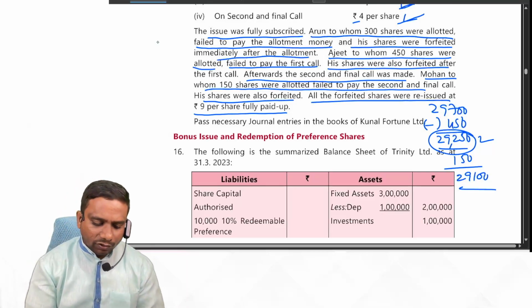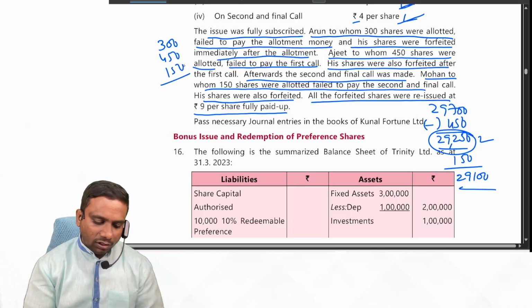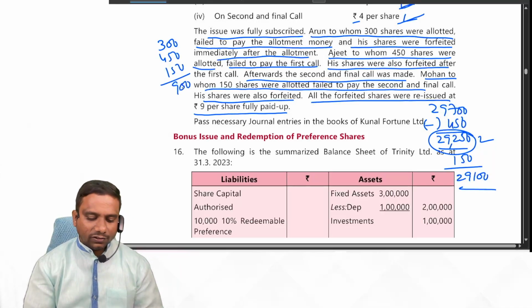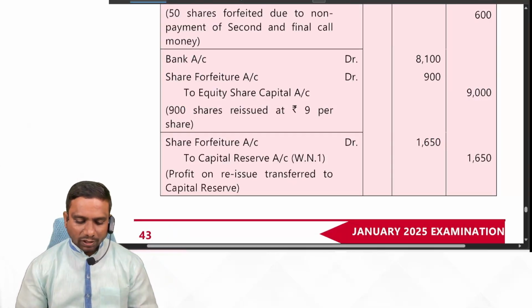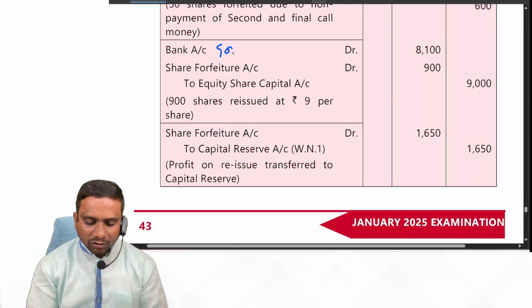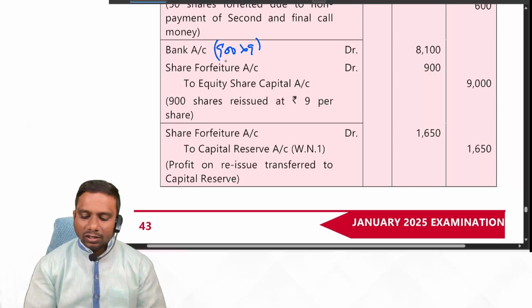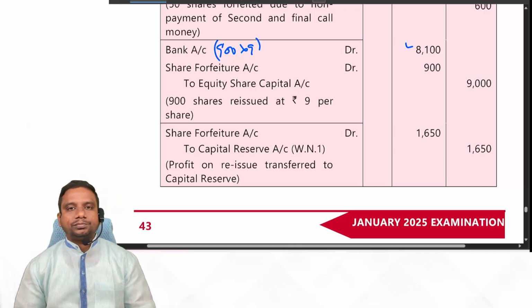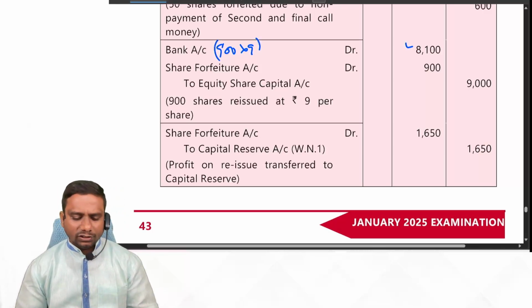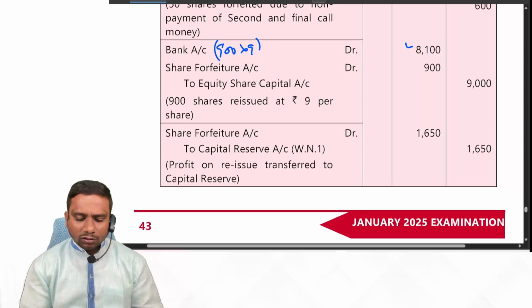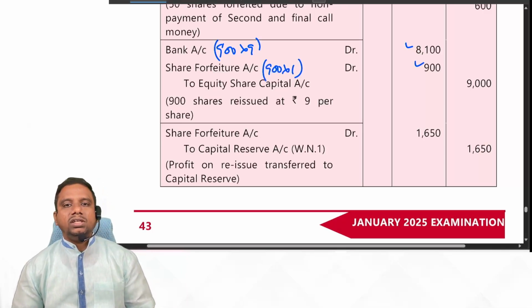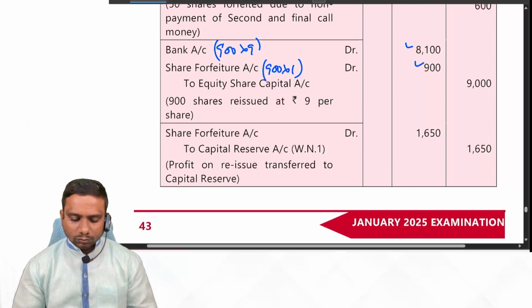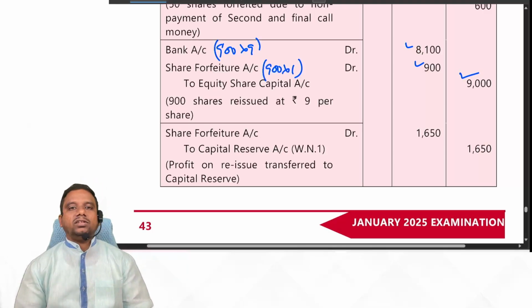How many shares forfeited till now? 300, 450, and 150. Total 900. 900 shares forfeited and 900 shares we are reissuing. Fine. Bank account debit. How much amount we received? 900 into 9, 8,100 rupees. 8,100 we receive. Next, 1 rupee discount, na. So 900 into 1 rupee, 900 rupees. To equity share capital.